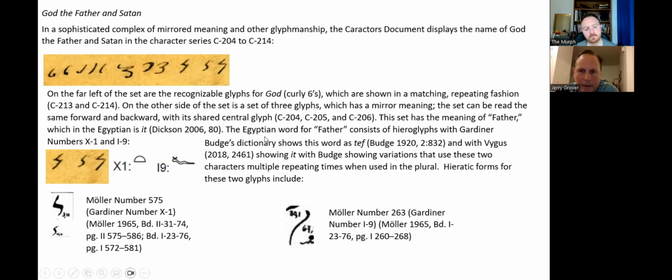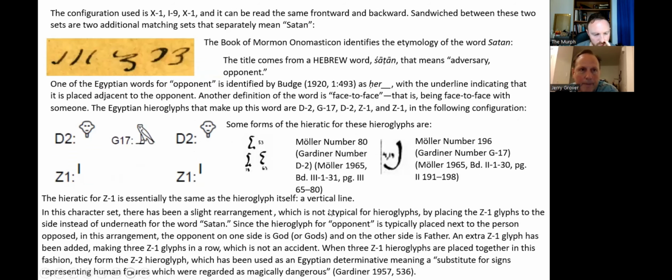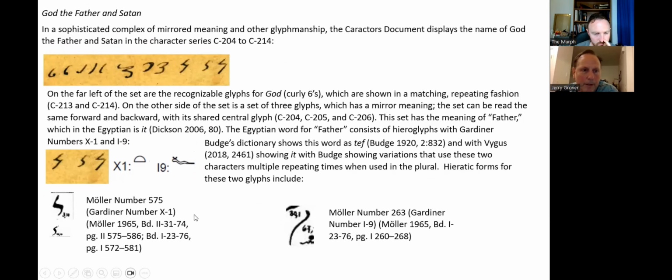Because in the Egyptian, here, I'll show you, here's the glyph form for Father. It consists of these glyphs here. These are the characters that show Father. This is a version of the X1, and the I9, this is a version of it. And there are two X1s. You actually have two of them, which is not inconsistent with some of the definitions in the Egyptian. So you kind of knock that out.